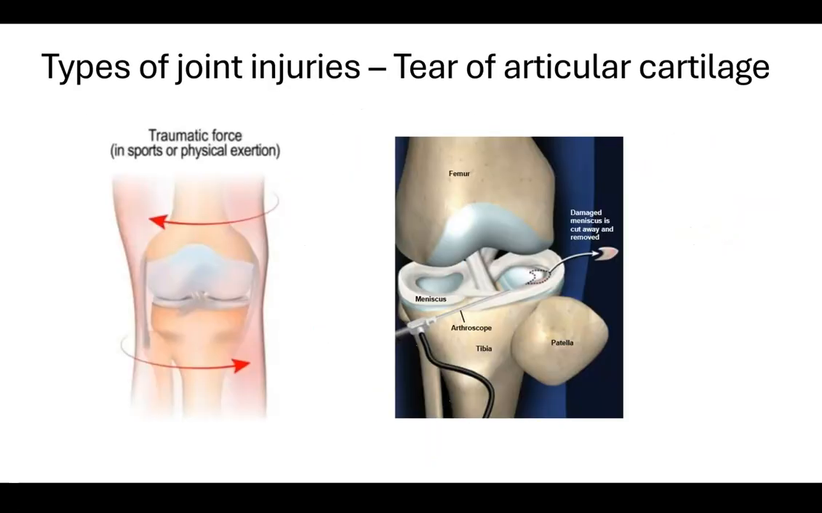Okay, so let's talk about some joint injuries. We just have three to highlight here. The first one is a tear of articular cartilage. Again, articular cartilage is just a fancy word for the cartilage of a joint. One of the most common injuries of this type is a tear of the meniscus.